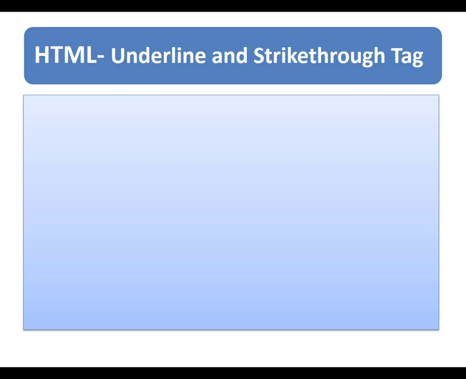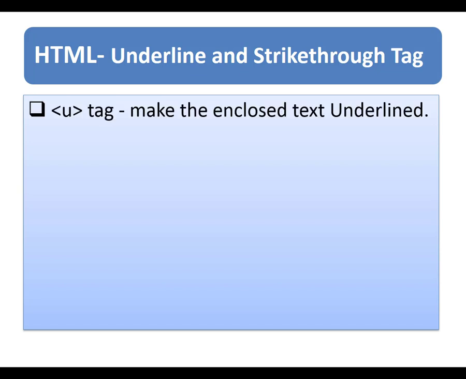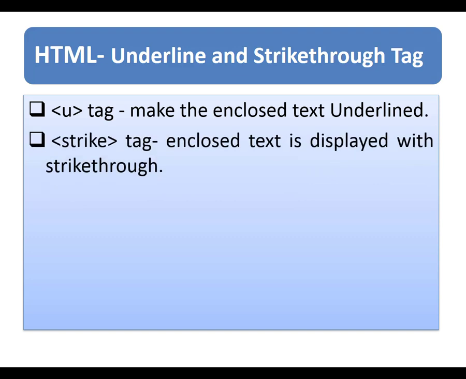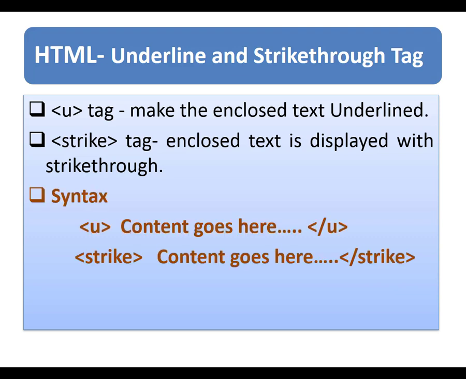The next tags are underline and strike through. For that we use the U and strike tags. The text that appears within the opening and closing U tag is displayed with an underline effect. The text which appears between the opening and closing strike tag is displayed with strike through. The syntax of the U and strike tag is the same as that of the bold and italic tag.